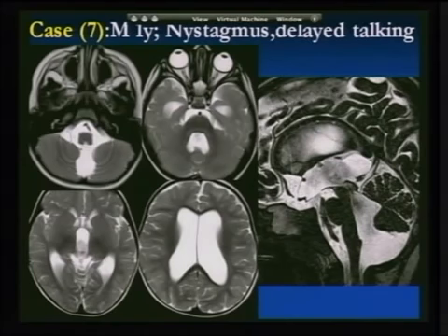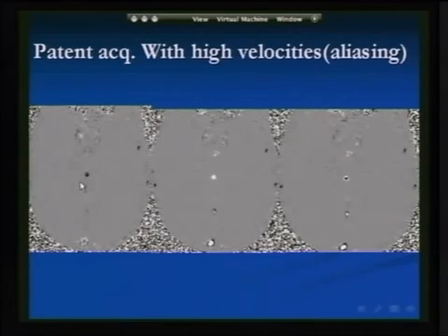Another patient, a child, 1 year old, complaining of nystagmus and delayed talking. We can see that there are supra and infratentorial ventricular dilatation and no transependymal CSF permeation. The fourth ventricle is dilated, and we can see that there is a midline posterior fossa cyst seeming to be continuous with the fourth ventricle. The aqueduct is patent.